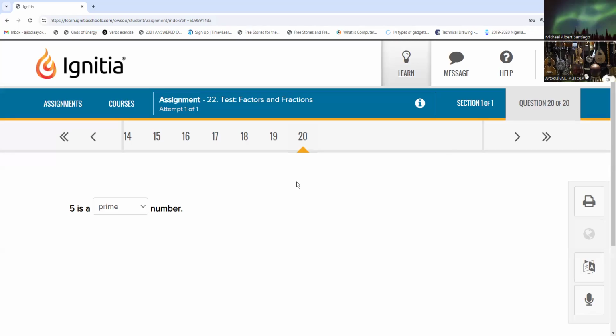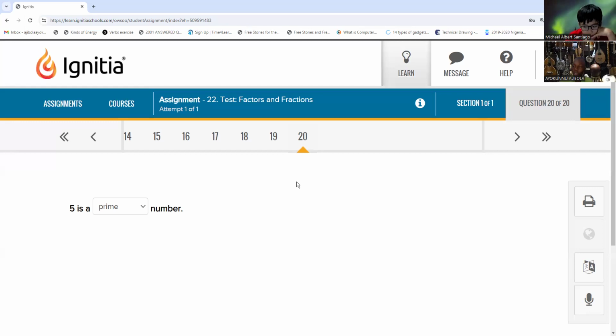41, correct. 42. Think about it. What are the factors of 42? We have 1, we have 2, we have 21, and we have 42. So it's not a prime number. 43 is a prime number.